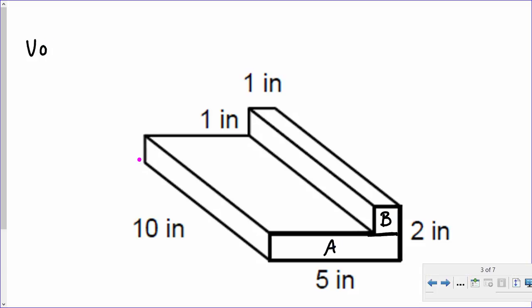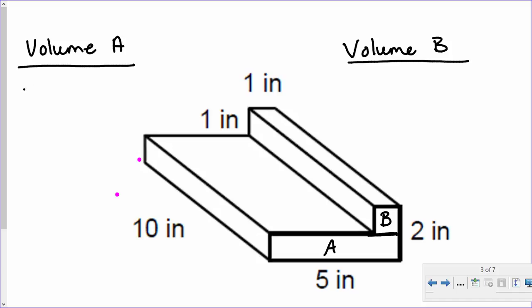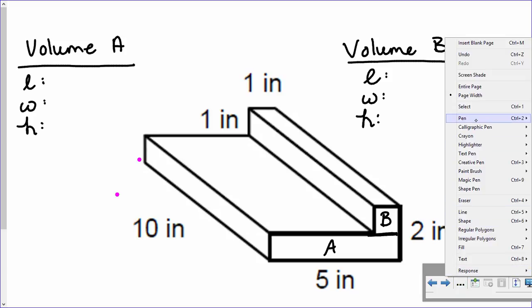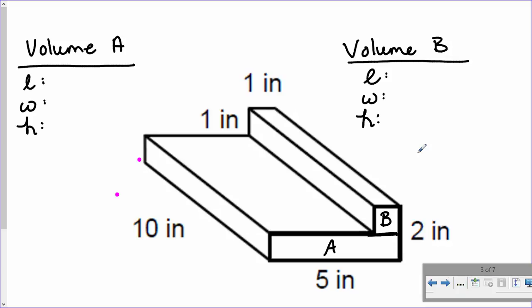And over here, we're going to list the dimensions for A. So volume A. And then over here, we're going to list the dimensions for B. And we need a length, a width, and a height. So let's go ahead and find those dimensions.